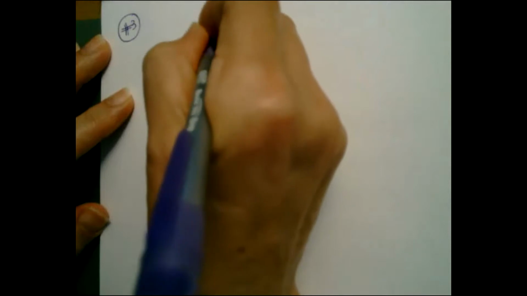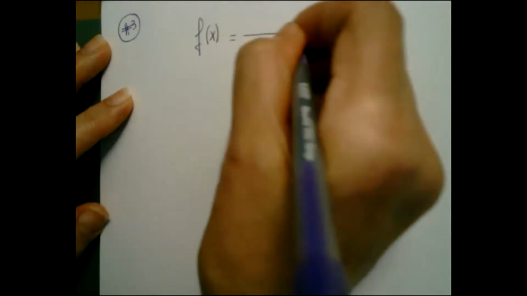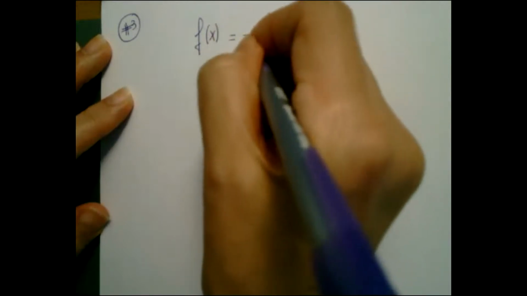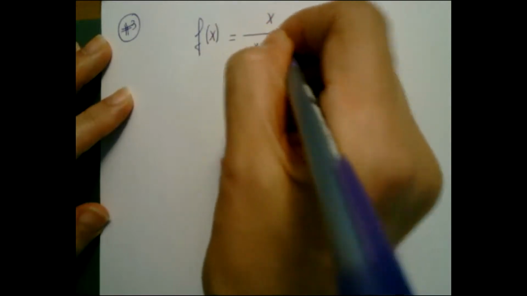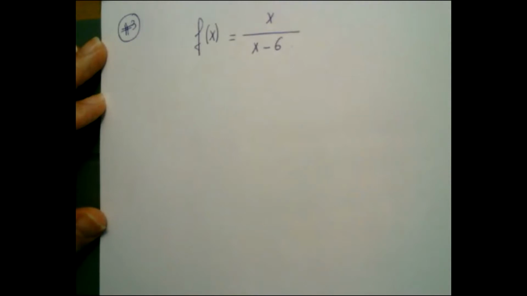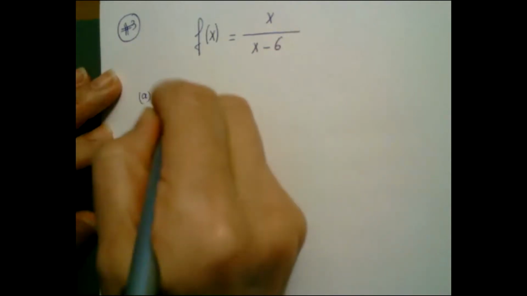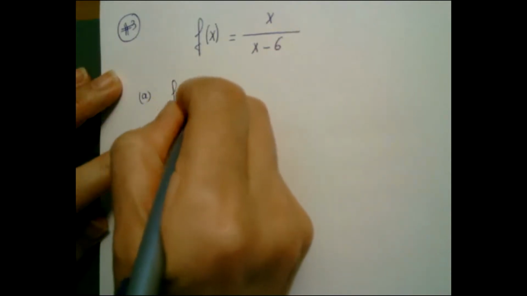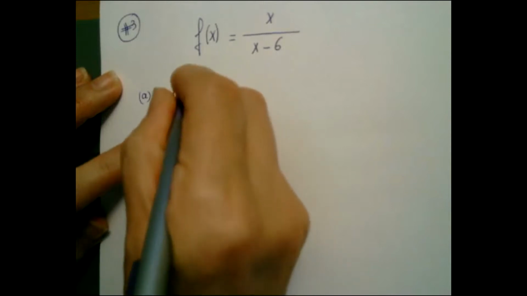Okay, I told you to practice the following. You have a function. It takes an input x and spits out the output x over x minus 6. So that's number 3 in the book. And we have several questions. I will do some of them. So the first question is, they're asking for the output when the input is 4.